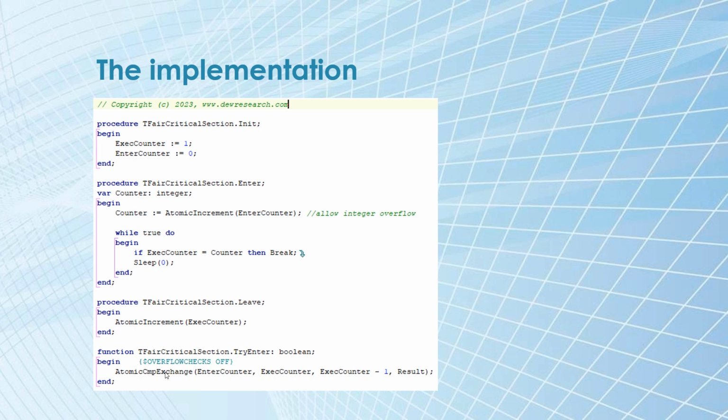and TryEnter is also possible with this line. The tricky part here are these two parameters where the exec counter, these two expressions, because the exec counter needs to be read only once from the memory, and then from this one value which is read, both of these expressions need to be evaluated before being passed to this atomic CmpExchange function.